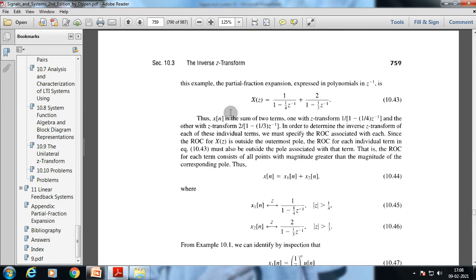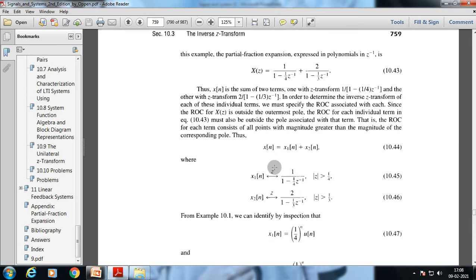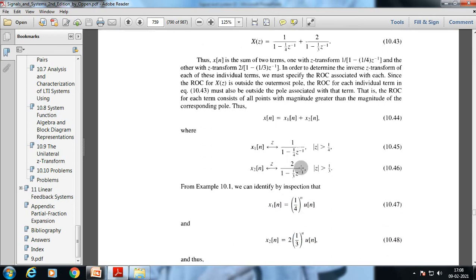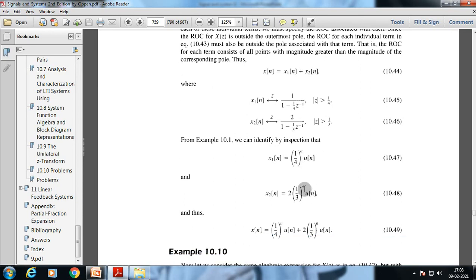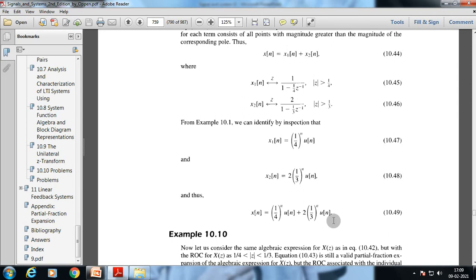That is, the ROC for each term consists of all points with magnitude greater than the magnitude of the corresponding pole. Thus, x[n] can be written as x1[n] plus x2[n], which can be z-transformed as this and this. So we can identify them by inspection. The x1[n] is (1/4)^n u[n], and x2[n] is equal to 2(1/3)^n u[n], and x[n] looks like this.